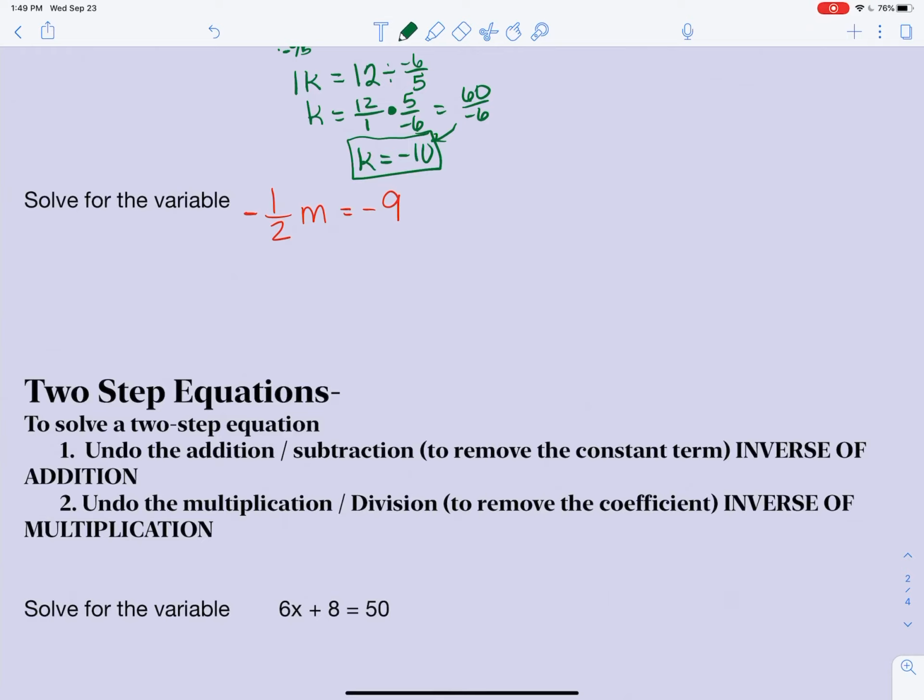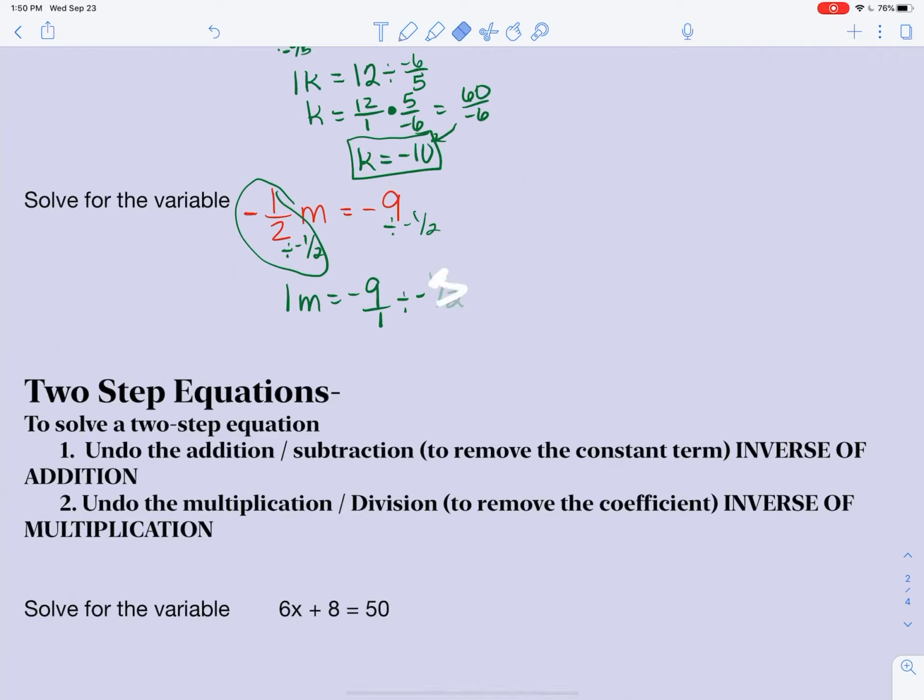All right, so now we are doing the same thing. I have a negative again, so I'm going to divide by the fraction, -1/2. That turns this into 1. But this side has to be divided by -1/2 as well. So -9/1 divided by -1/2.